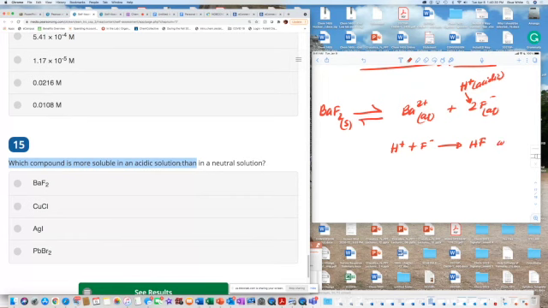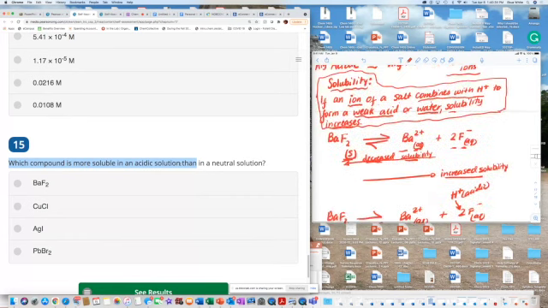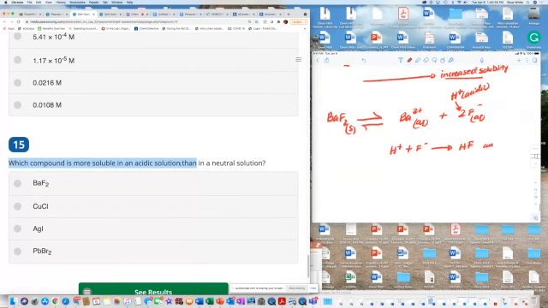So this is a weak acid. Oh, we said back here, if it forms a weak acid, solubility increases. Oh, so BaF2 is the answer?